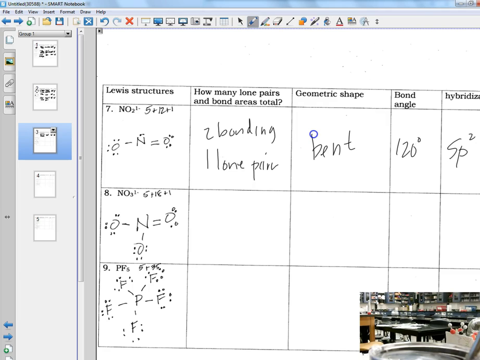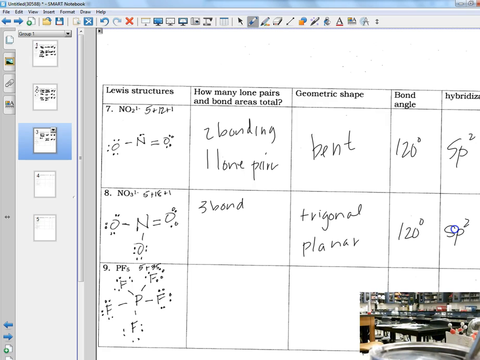Alright. Nitrate is going to have a double bond in there. This is not showing it, but this is just going to make things a little bit easier. Here's this basic shape. We've got 3 bond areas, no lone pairs. So this guy's name is trigonal planar. 120, sp2.